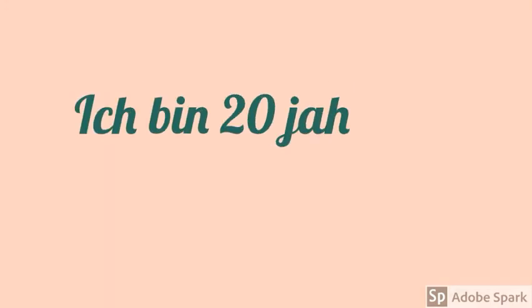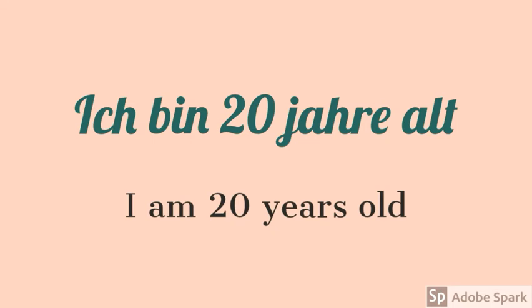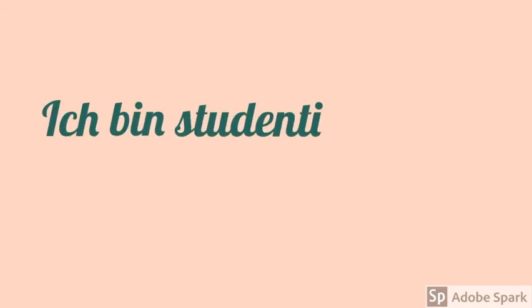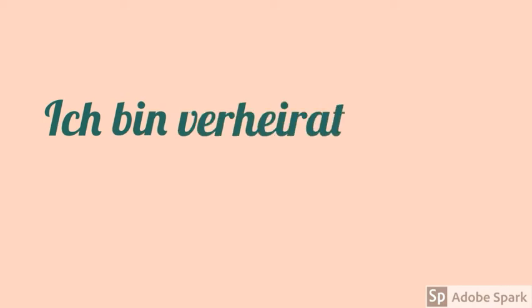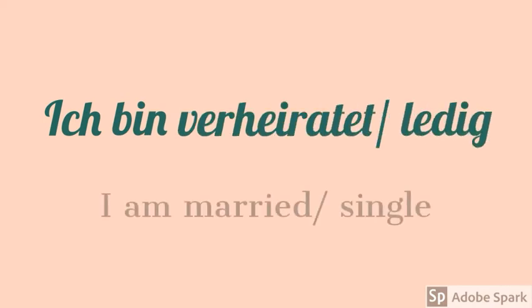Ich bin 20 Jahre alt. I am 20 years old. Ich bin Studentin. I am a student. Here, Studentin is for female student. For male student, use student. Ich bin verheiratet or ich bin ledig. It means I am married or I am single.